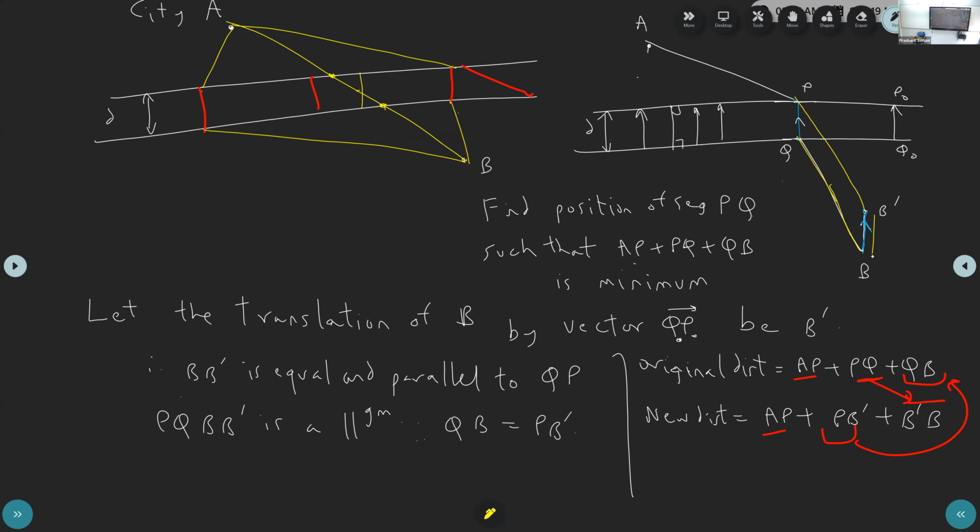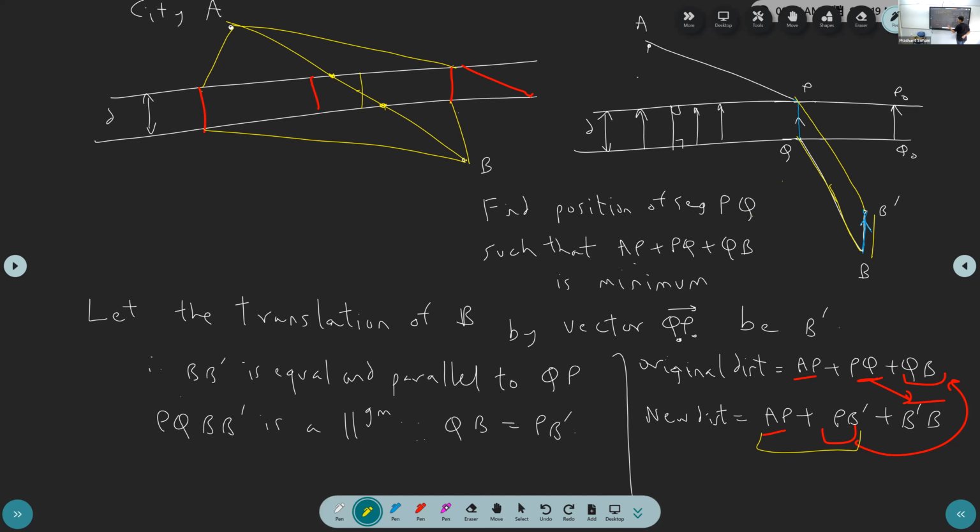So now what is it that we want to minimize? AP plus PB dash, right? I only want to minimize this quantity. And how do we do that? Straight line. Correct. So basically the construction is you draw the straight line from A to B dash, right?